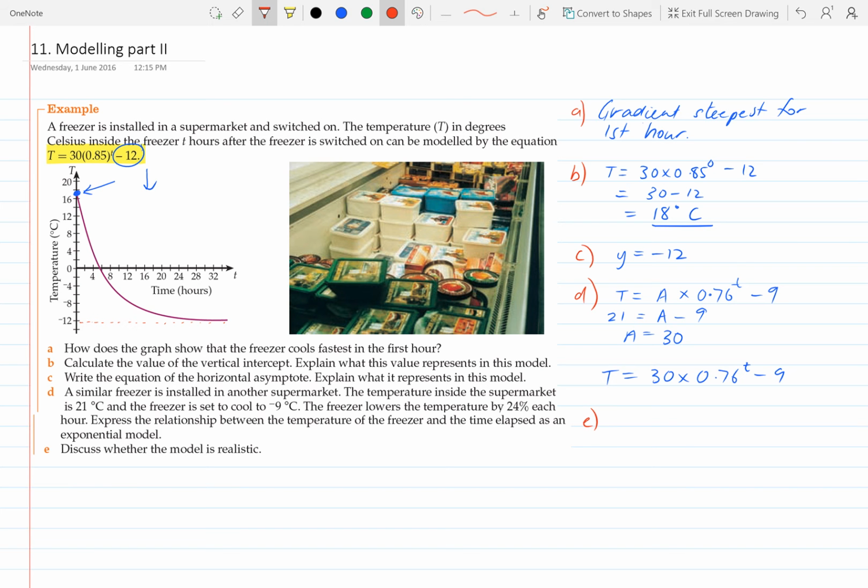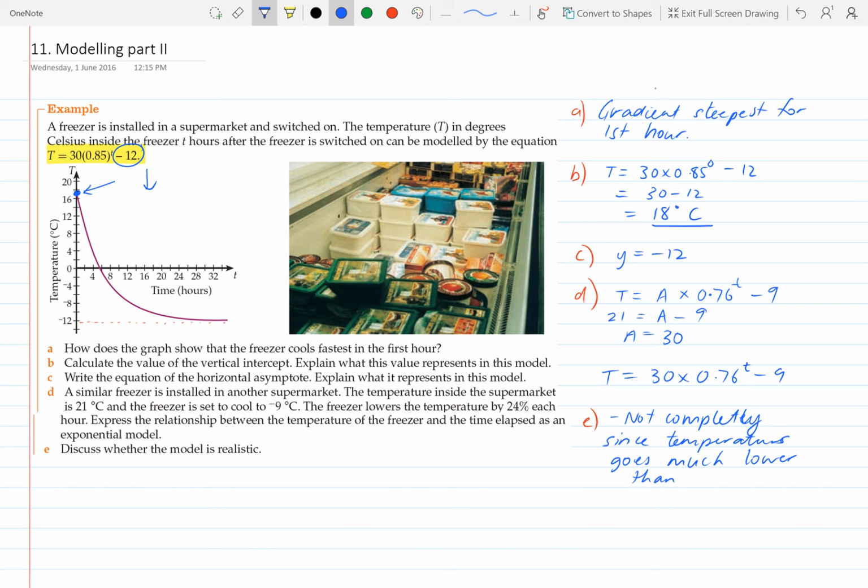Okay, so our next question is asking us to discuss whether the model is realistic. Well, there are some reasons why not. One is because we're treating a 24% decrease when we're talking about the temperature going down to 0, but of course temperature goes down much more than 0, so a 24% decrease doesn't actually quite make sense in this context. So not completely, since temperature goes much lower than 0 degrees.